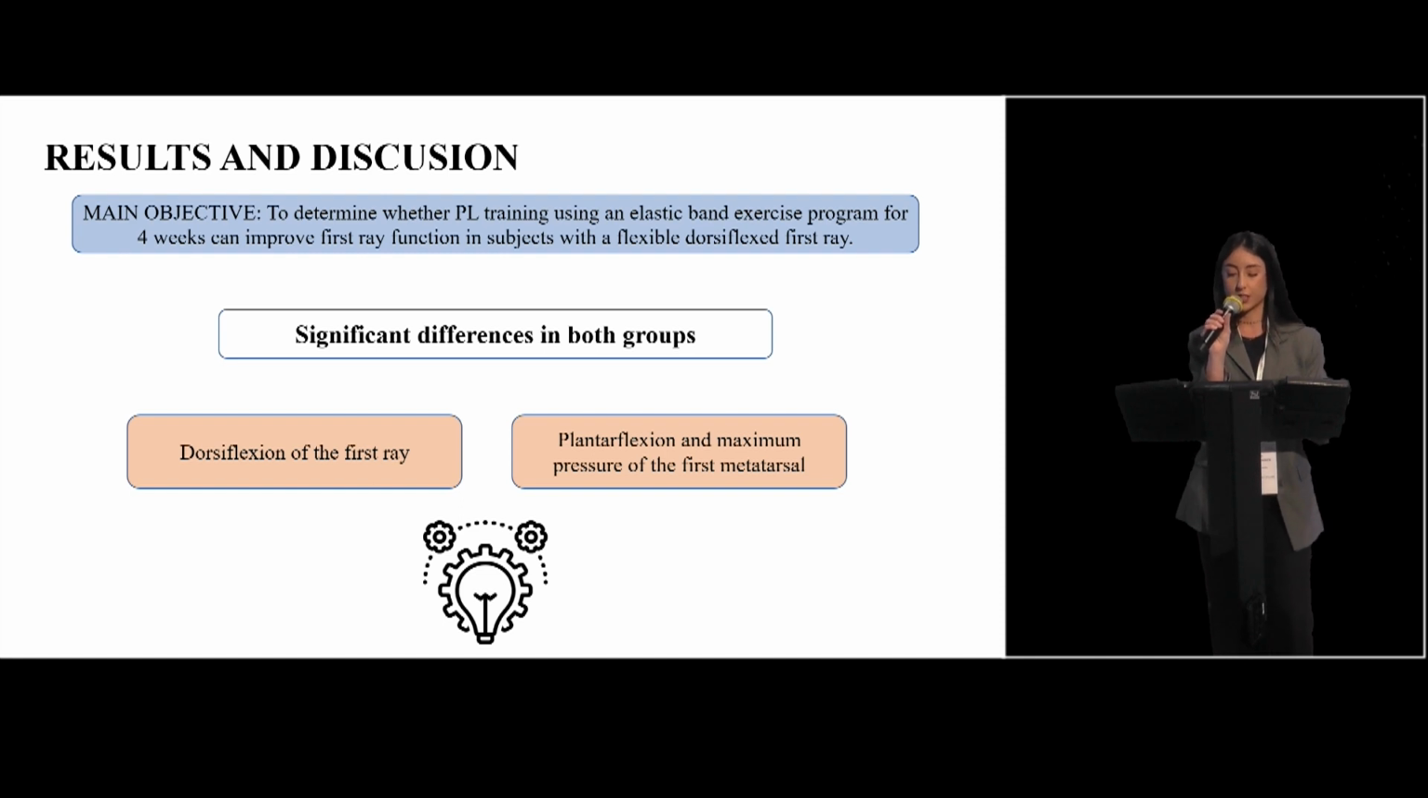Although the results of the dorsiflexion of the first ray were statistically significant, they weren't considered relevant due to similar differences observed at the beginning of the study. The results should be interpreted with caution, as an increase in the sample size could homogenize the groups. On the other hand, regarding the plantar flexion at maximum pressure of the first metatarsal, the study group showed significant improvement after 4 weeks of training compared to the control group. We believe this may be due to improved functionality of the first ray in both static and dynamic conditions.